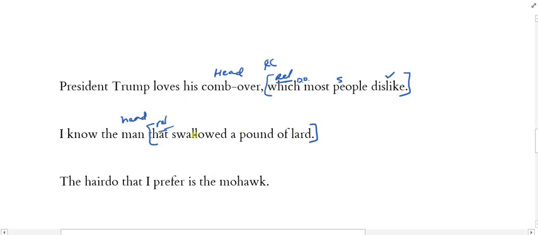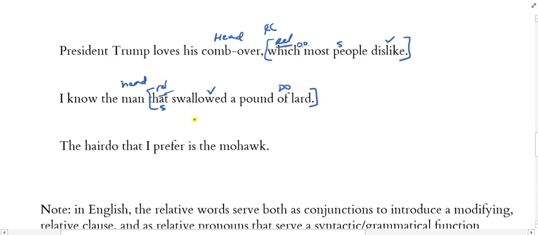Whatever the case, my relative pronoun is that. What's the subject of swallowed? Yes, it's the relative pronoun. Swallowed is the verb, pound of lard, direct object. All right? And then last, the hairdo that I prefer is the mohawk. Where is my relative clause? The relative clause is that I prefer.